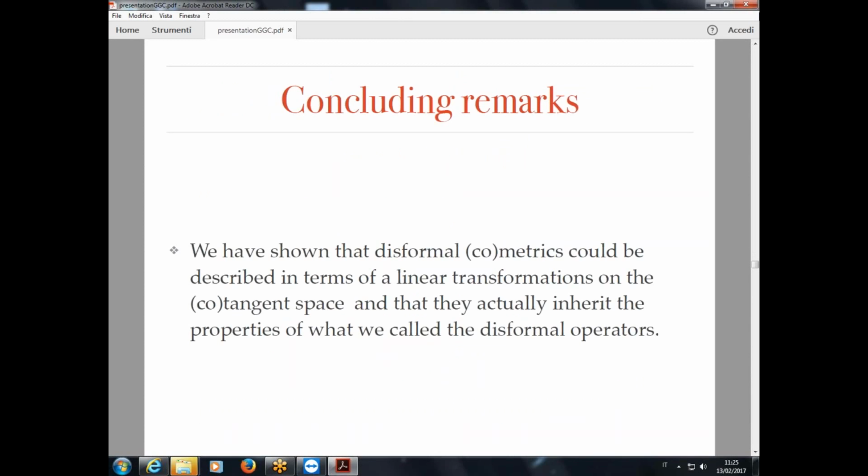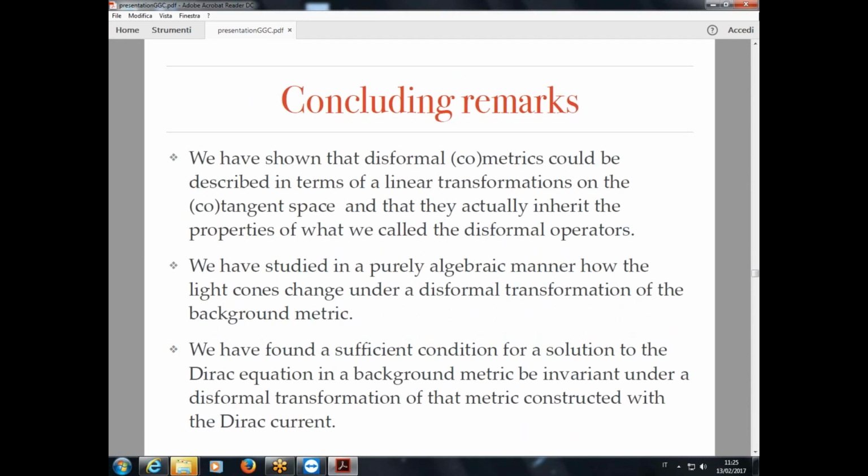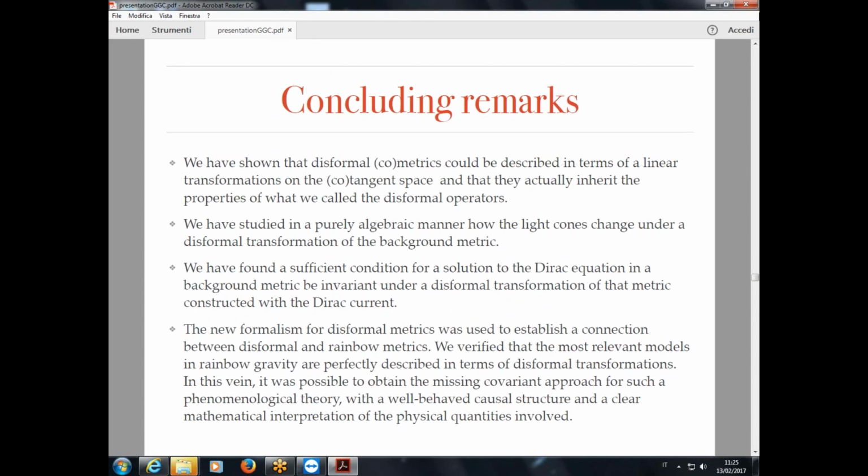So that's what we did about this formal metric. We showed that this formal metric can be described by operators acting on the tangent plane, the cotangent plane at each point. We show that you can more or less know the causal structure just knowing the sign of beta, that's really nice. We found a sufficient condition to keep the Dirac equation invariant under this formal transformation, and we also explained in a covariant way what people are doing in rainbow gravity, and also it's compatible with the causal structure that they did before.